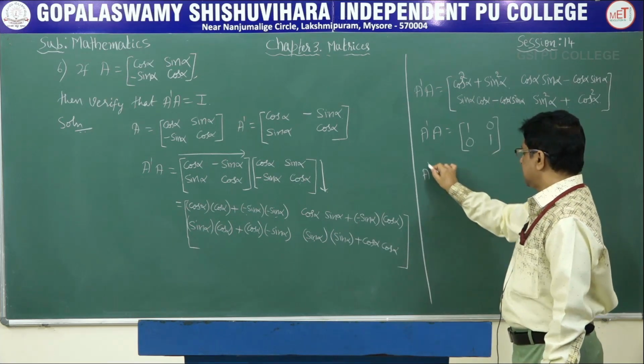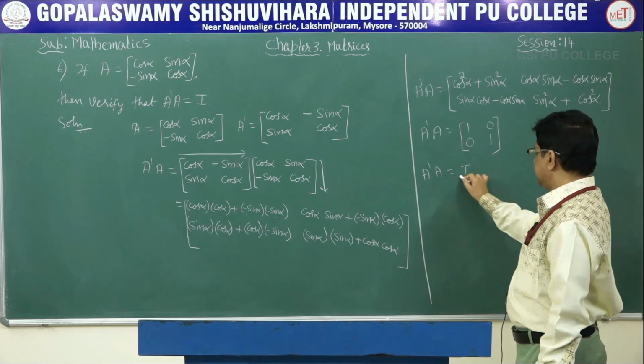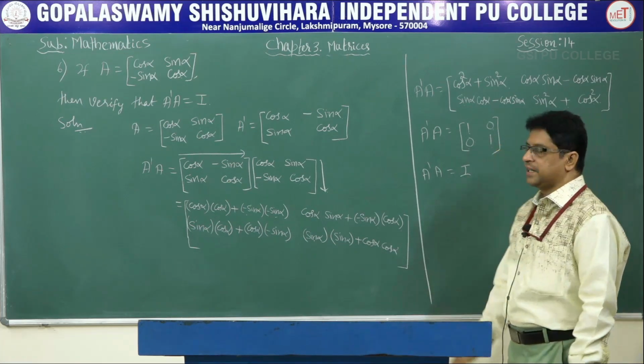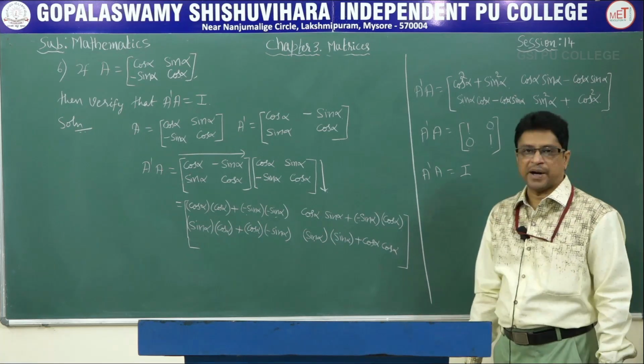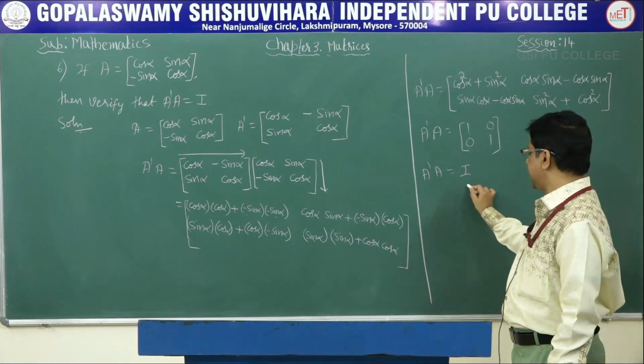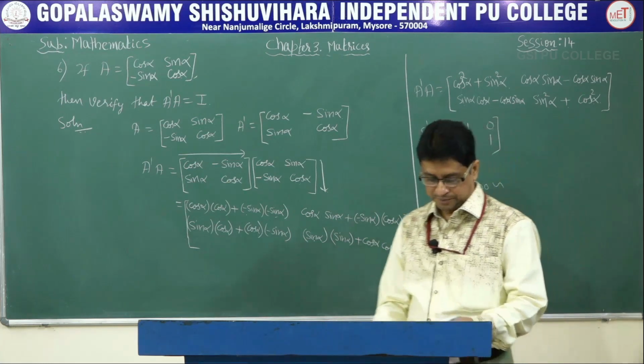That is A dash A will be equal to I, because 1 0 0 1 is an identity matrix. Therefore A dash A will be equal to I. So that completes this problem.